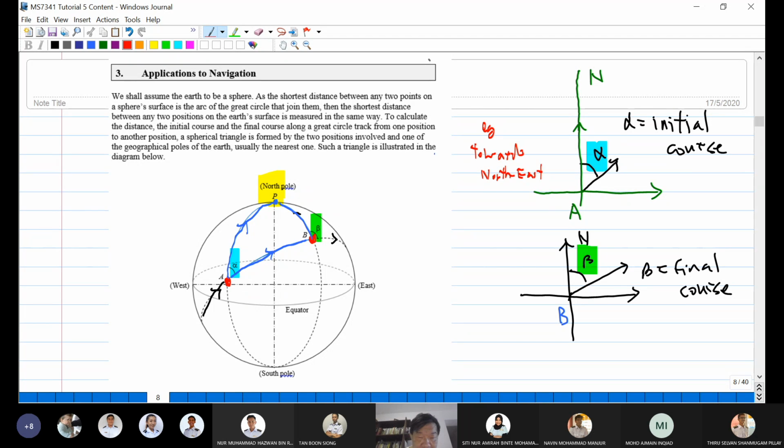And how about the beta? Beta is the angle now called the final course. So the initial course is the direction the ship moves. In this case, the picture shows a northeast direction, and then the final course is the green one, measured to the right. That is the final course.